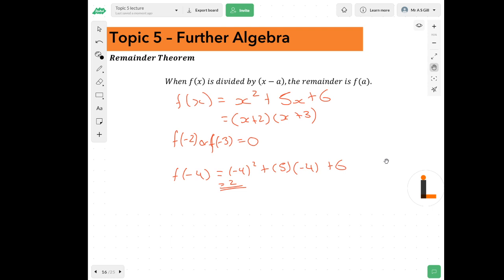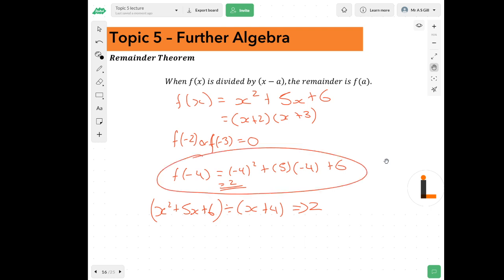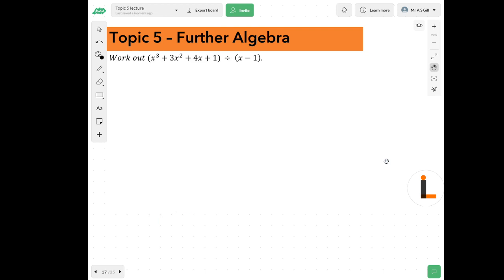So what this is saying is that if we did x squared plus 5x plus 6 divided by x plus 4, we'd end up with this remainder of 2. We'd end up with a remainder of 2. This is what this bit up here means. That is what the remainder theorem is saying. Okay? We'd end up with this remainder of 2. So we can use that knowledge to then work out some other bits and pieces.